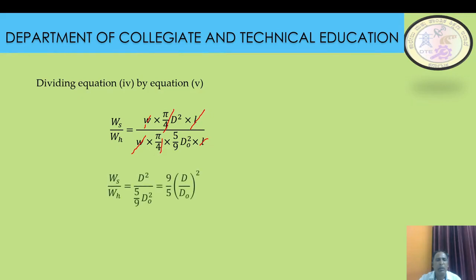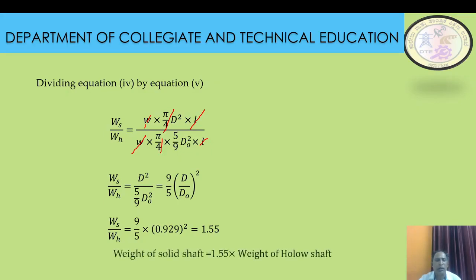it will be WS by WH is equal to d square by 5 by 9 dO square, that is equal to 9 by 5 (d by dO) whole square, as d by dO is 0.929. So therefore by substituting the value of d by dO as 0.929, we will get WS by WH as 1.55. Therefore the weight of the solid shaft is 1.55 times the weight of the hollow shaft. So it is better to replace a solid shaft by a hollow one to reduce the weight of the shaft.